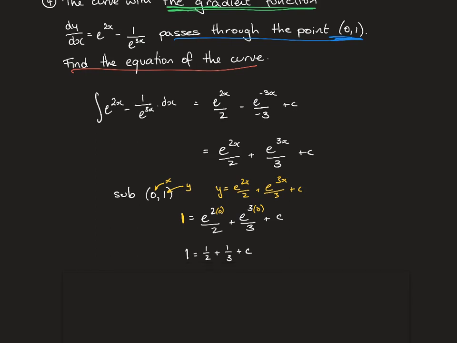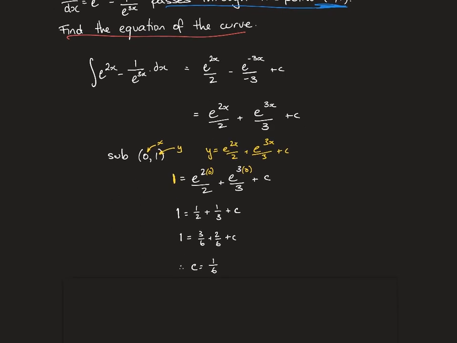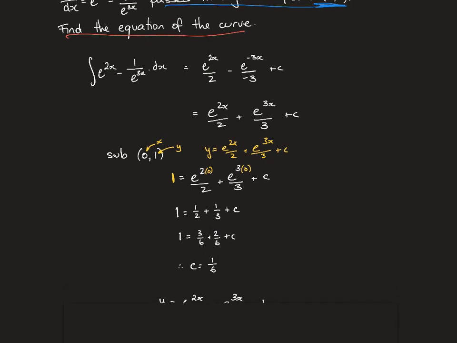To figure out what the c is, I'm going to write those two fractions with the same denominator. So you can clearly see that 1 is equal to 3/6 plus 2/6 plus c. So our c must be 1/6, which means that our equation overall has what we had before, with a plus 1/6 on the end. That is the equation of the curve.